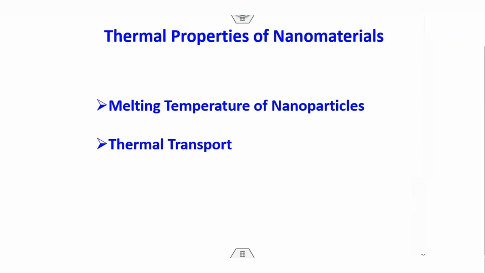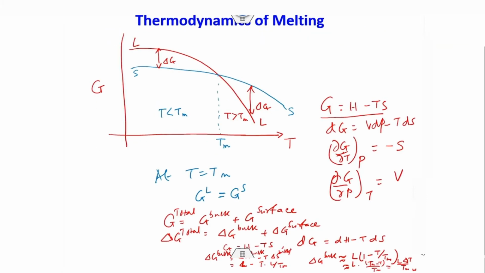So at the beginning of the lecture, let me reiterate, thermal property of nanomaterials will have two components. One, the melting temperature of nanomaterials, the other one, the thermal transport. And the first one, the melting temperature of nanomaterials, has already been covered. So what we did in that? Well, what we did in that is very simple.